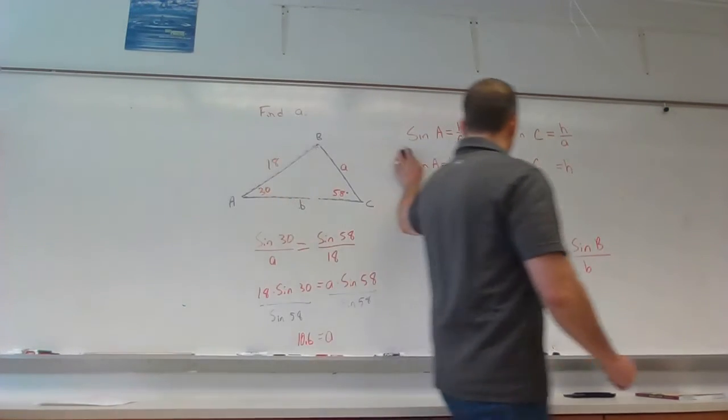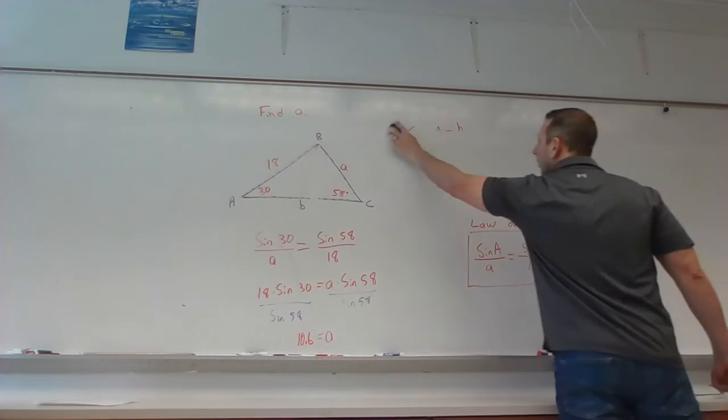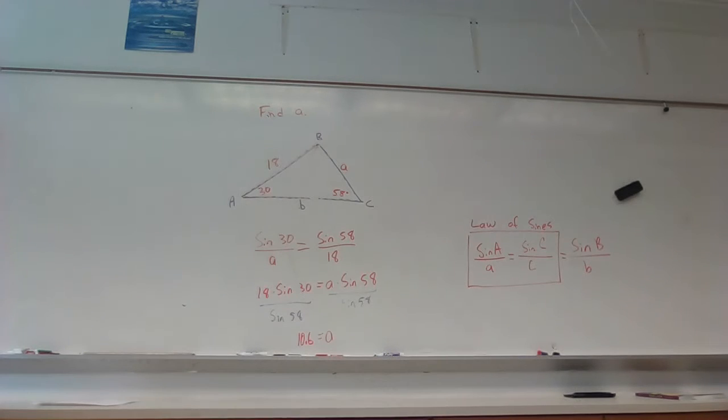What are you doing first before you start plugging stuff into your proportion? Yeah. Find the angle measure. You're not going to just write sine of B over B. That's 2 unknowns.